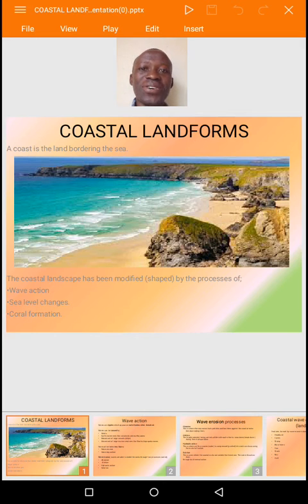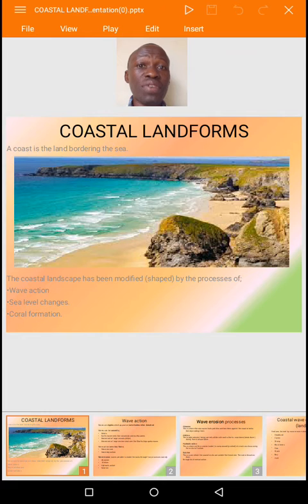We are at the coast, and we are looking at the landscape of the coast. In our picture, it is shown there. We are saying a coast is a land bordering the sea. And this land does not look the way the land elsewhere looks. And what are the reasons for shaping it?